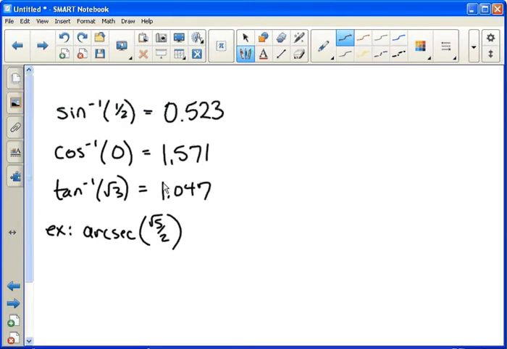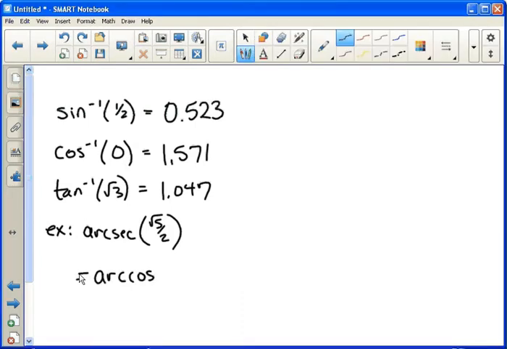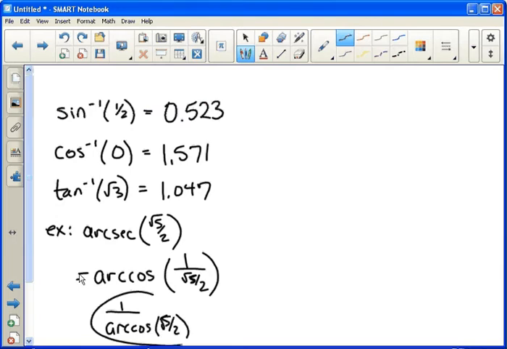Now arc secant is a little different because we don't have an arc secant button in the calculator. We have arc sine, arc cosine, and arc tangent, but we do not have arc secant. So what you have to focus on here is what is the opposite of secant? Well, secant is 1 over cosine. So the way we plug this in our calculator is actually arc cosine of 1 over square root of 5 over 2. Now, some of you may be wondering, why don't we just do 1 over arc cosine? Well, I'm going to show you that in a second, but let me just tell you that this is wrong. So we don't do this, we do this.